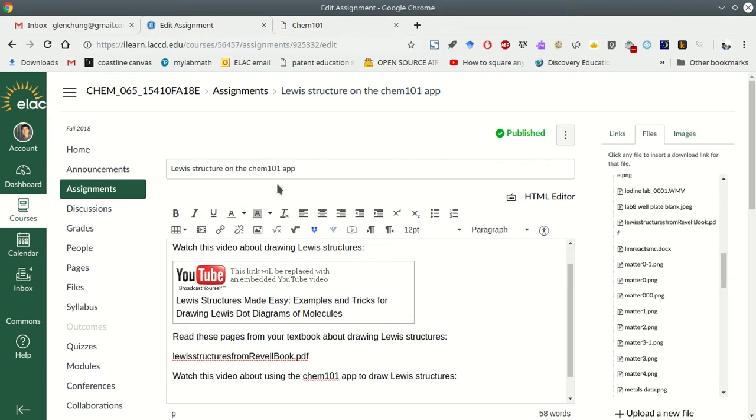Hi, this is the homework for this week. It's the Lewis structures. I heard from Dr. Valdez that you've had the Lewis structures in the lab, and I'd like to give you some more practice about this because this will be important for your next course, Chem 101.